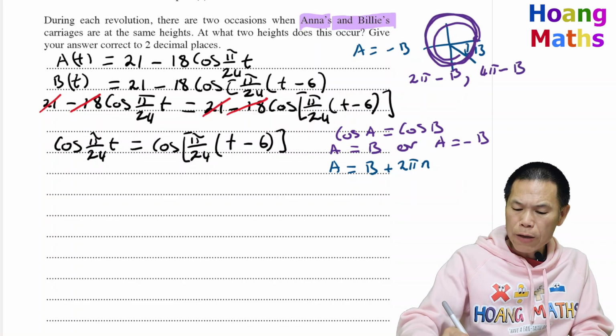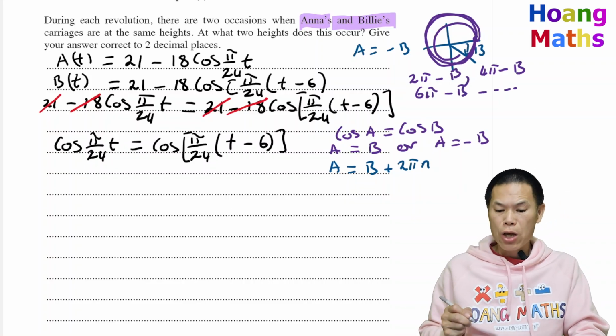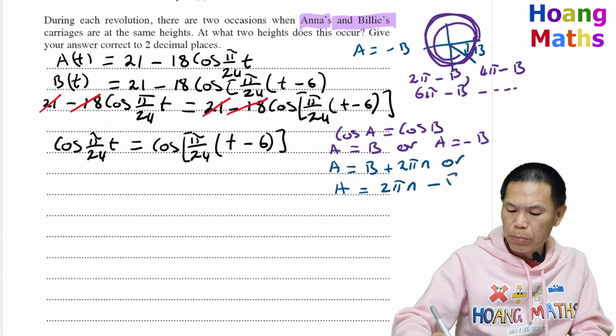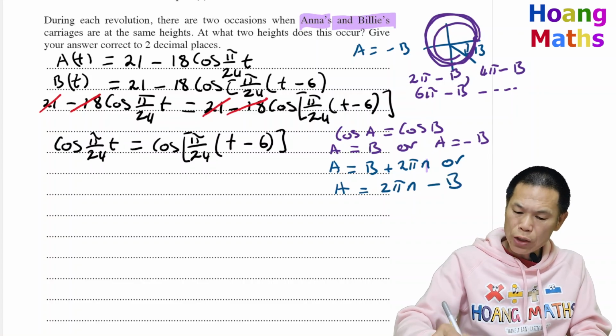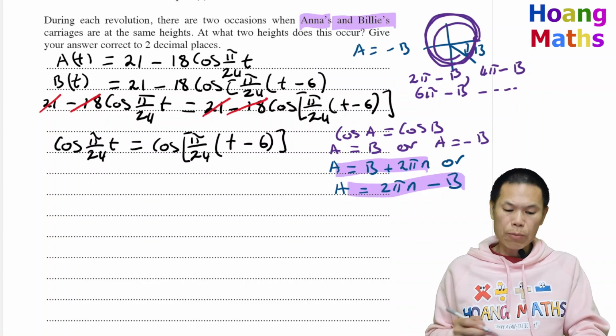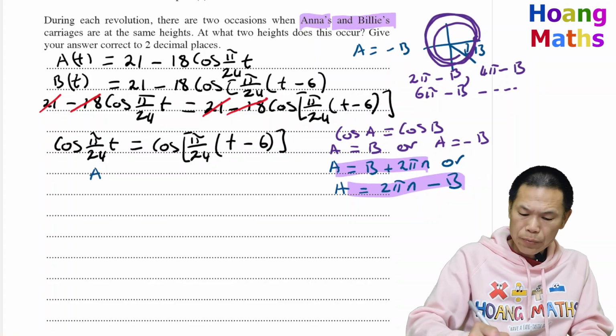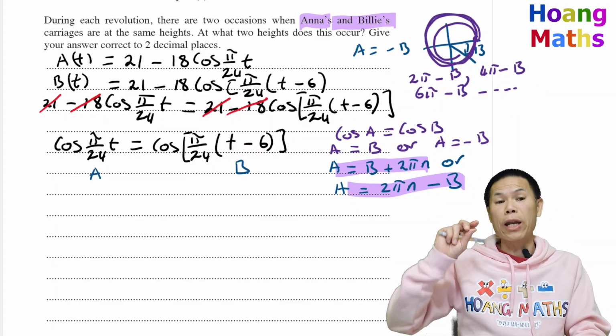And 6 pi minus B, and so on. Okay, so in general, all A is 2 pi n minus B. We have two general solutions, so keep that in mind. This means that we can write A here and B here. It doesn't matter which one, A or B.